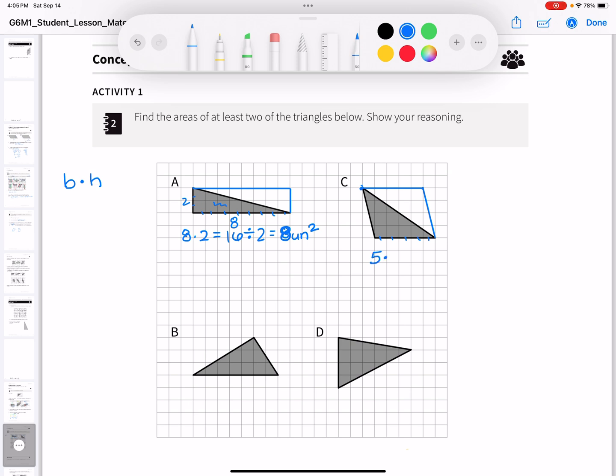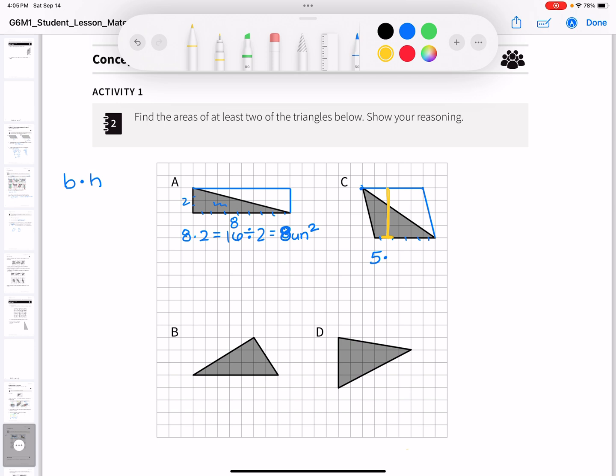times the height. Now remember, the height has to come into the base at a T, and it has to go from the base side to the other side. So I'm going to draw a height right here. So it comes into my base at a T, and it goes from one side all the way to the other.